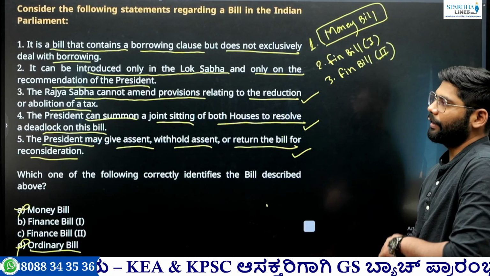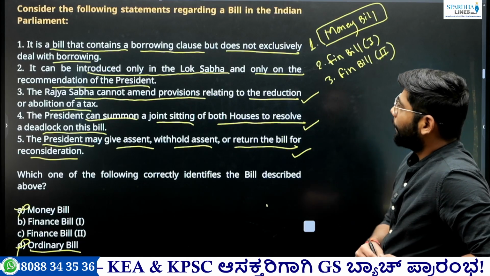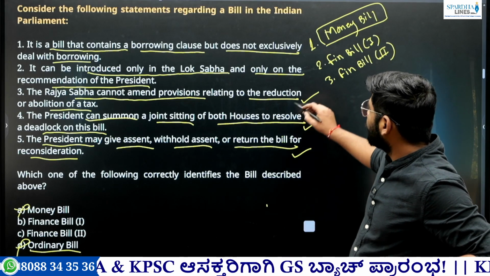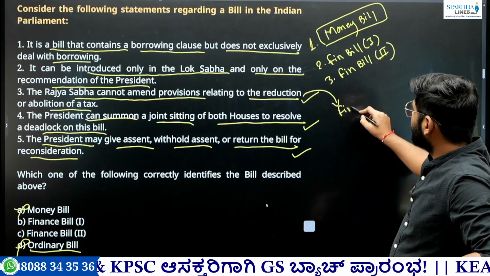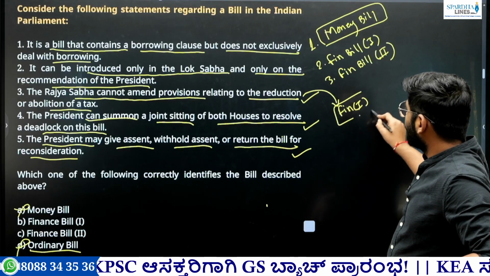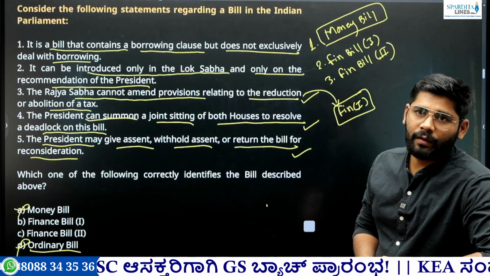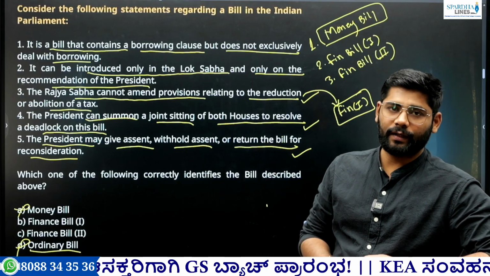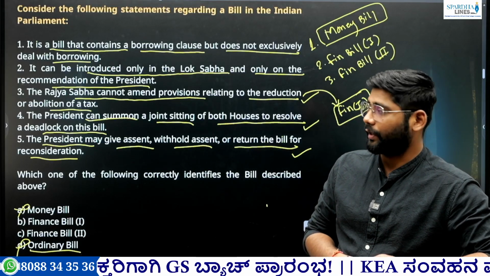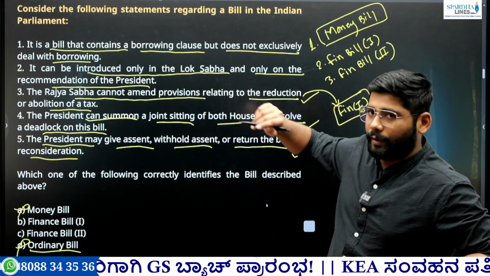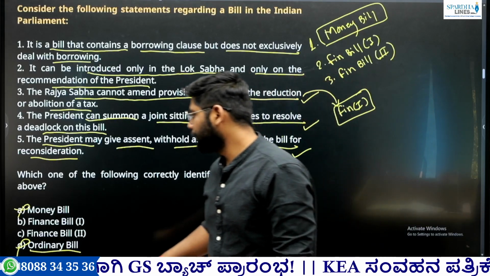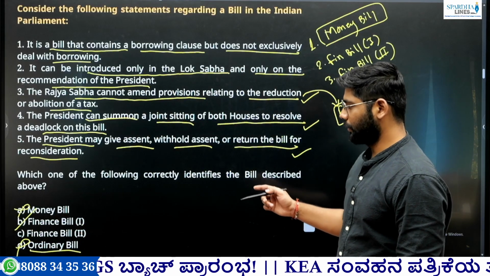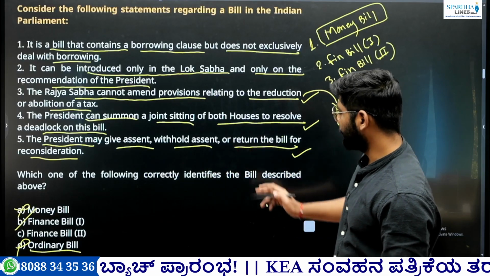So there is only one catch here. Rajya Sabha cannot amend the provision of reduction, abolition of tax. Okay, so this particularly applies to Finance Bill 1 only, because in Finance Bill 2, Rajya Sabha can consider and amend the provisions, but only after the recommendation of the President. So after seeing the third statement, we can say that it is Finance Bill 1, not Finance Bill 2. Okay, why it is different from Finance Bill 2, we'll see from the next question.